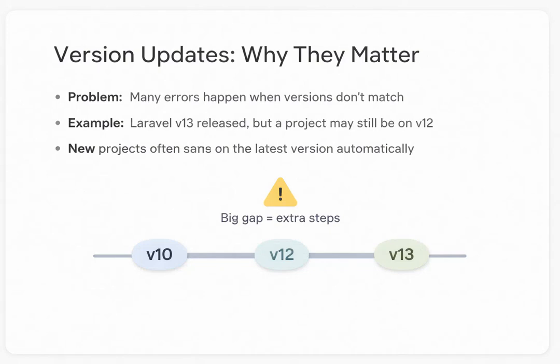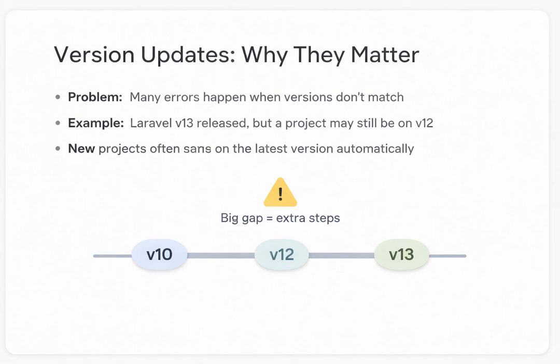Next, the instructor focuses on version updates and why they can suddenly cause lots of errors. The example used is Laravel. Version 13 exists, but someone might still be using version 12. A key point is that when you create a brand new project, it often uses the newest version by default, so you may not notice anything until you open an older project.